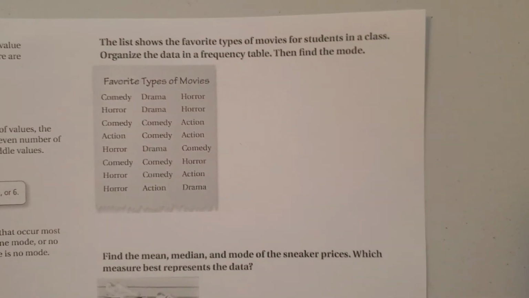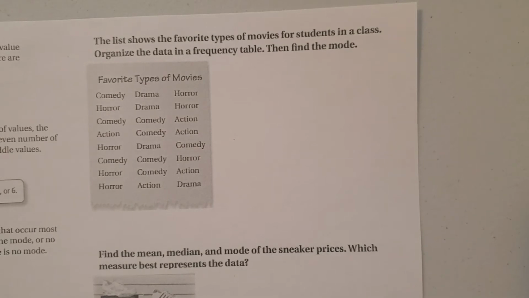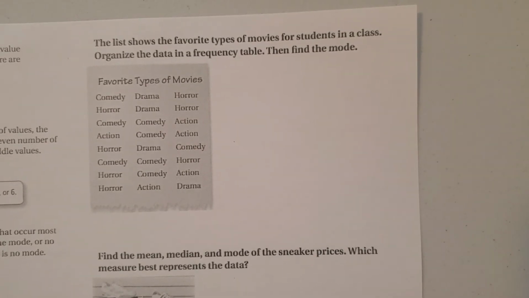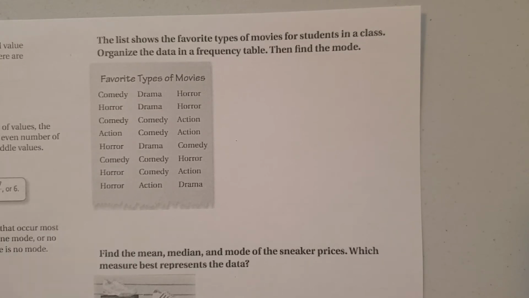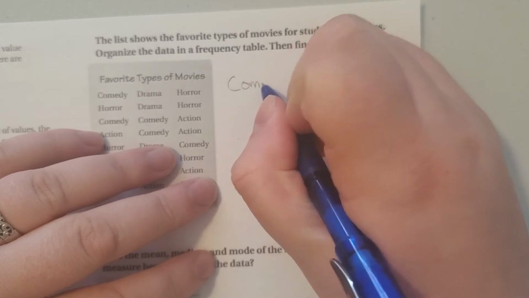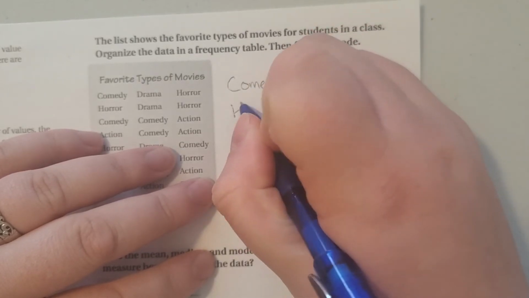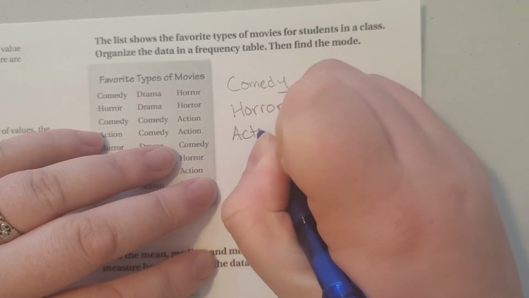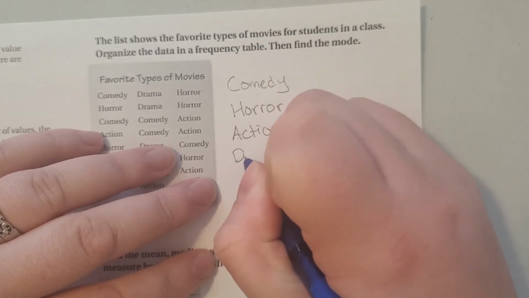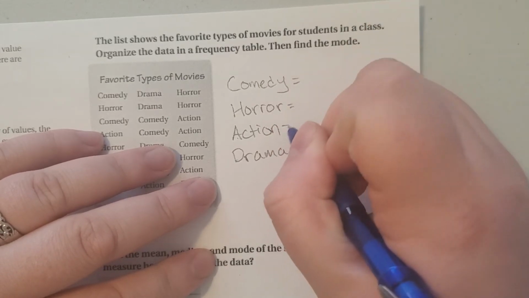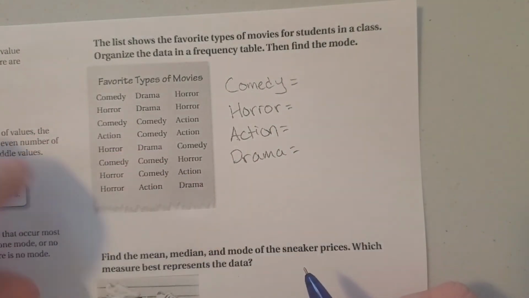All right, next example. The list shows the favorite types of movies for students in a class. Organize the data in a frequency table, then find the mode. So for a frequency table, what I'm going to do is just write out the different categories of movies.